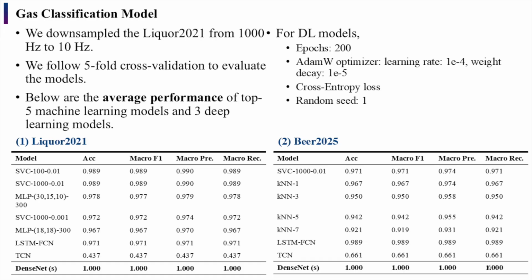For deep learning models, we trained the models within 200 epochs. We use the AdamW optimizer and cross-entropy loss to update the parameters. To be reproducible, all the random seeds are frozen at 1. We show the average performance of top 5 machine learning models and 3 deep learning models in the following 2 tables. We could see that the DenseNet outperforms the others and achieved 100% accuracy on 2 datasets. So we deployed the trained DenseNet in the smelling surfaces.